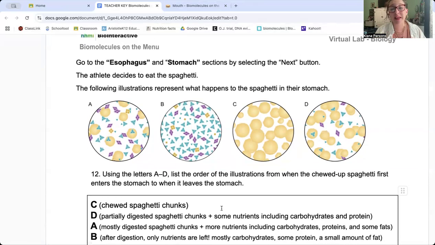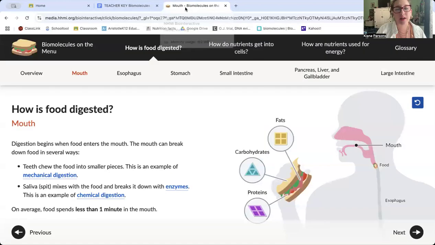And then finally, B, where you can see the spaghetti is now mostly gone. It's not recognizable as food at this point. When the food that we've eaten leaves the stomach, it's no longer going to look like what it looked like when it went into our mouths. So this is after digestion, when only nutrients are left. Because it's spaghetti, we have mostly carbohydrates, some protein, and a small amount of fat. So now let's take a look at the esophagus and stomach.